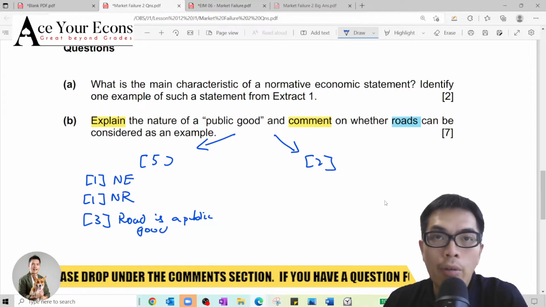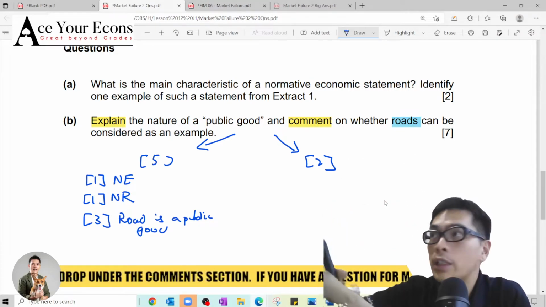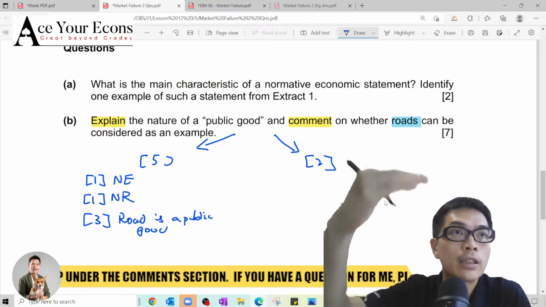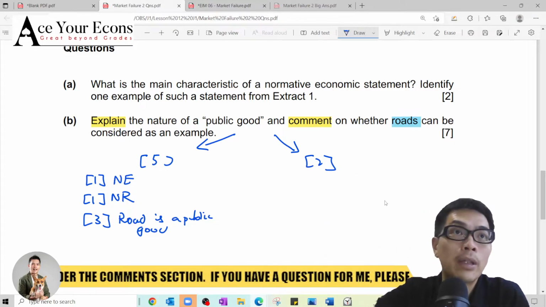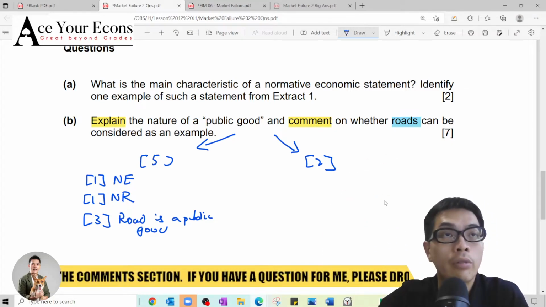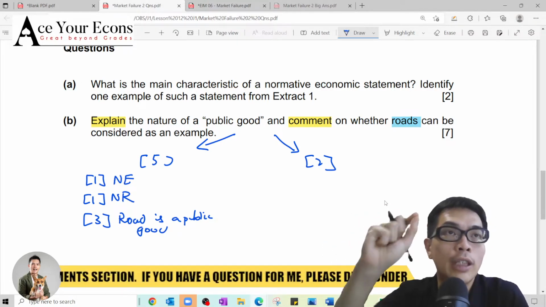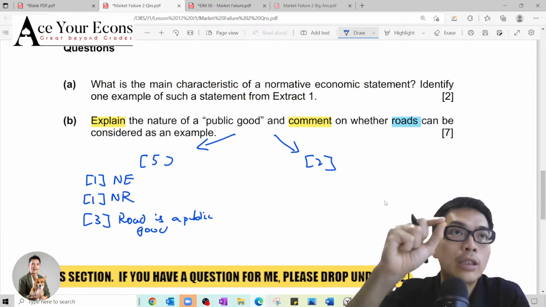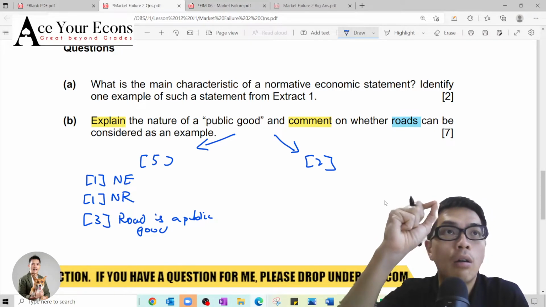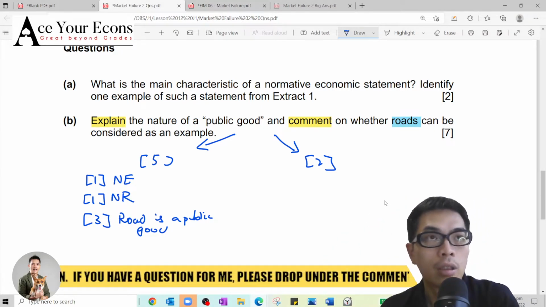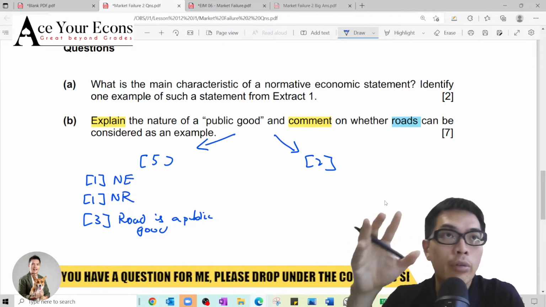So remember we went through the checklist. The checklist tells us that in order to be a public good, it must satisfy non-excludable and non-rivalrous, right? So you have to find means and ways to justify why road is non-excludable or why road is non-rivalrous. This is how we respect the question.